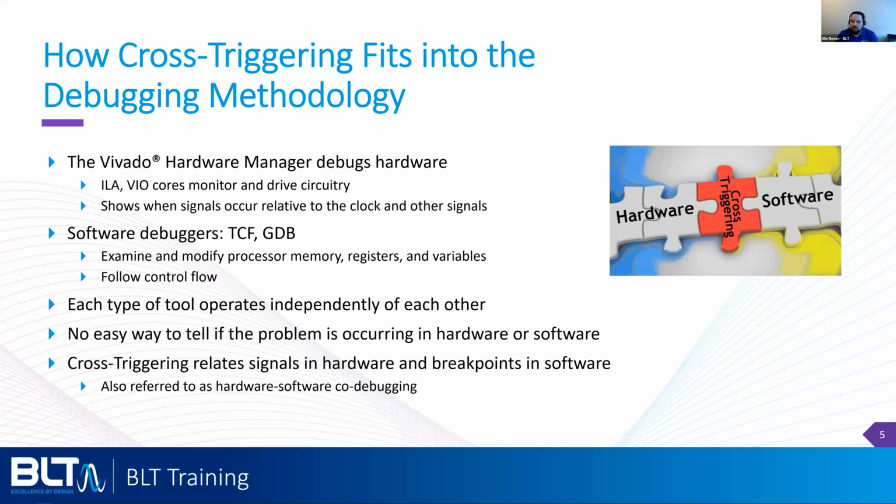However, one little gap here is what do we do if there's a problem that exists somewhere between the hardware and the software, and we're not quite sure where that exists. In order to accommodate for this, and in order to make sure that we can fully resolve any issues that there might be in a design, this is where cross-triggering comes into play. Sometimes this may also be called hardware-software co-debugging.